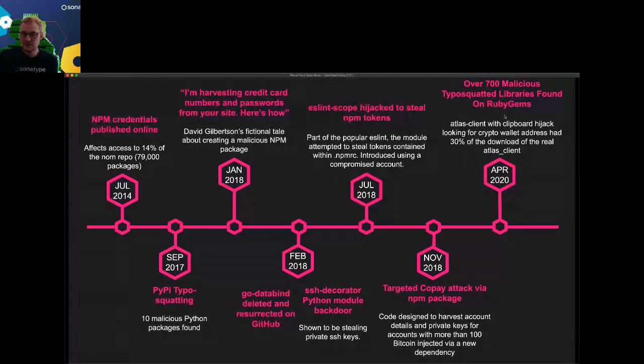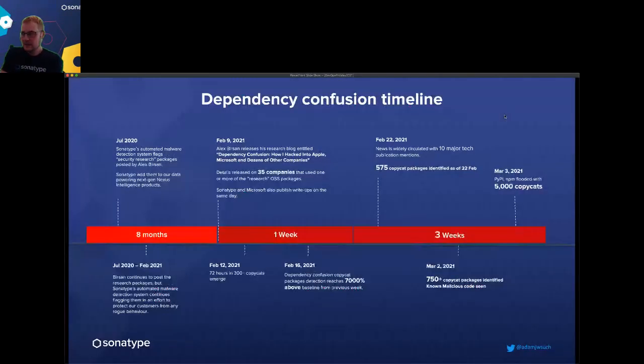So these things just keep happening over time, and we need to be aware of them. Now, a more recent case was dependency confusion. I'm sure most people have heard of this. It's been in the news, lots of people talk about it.